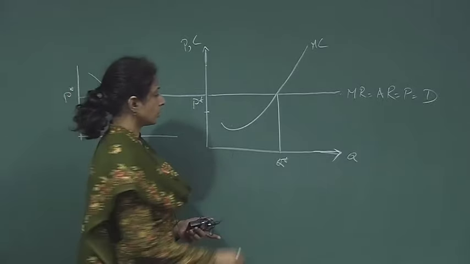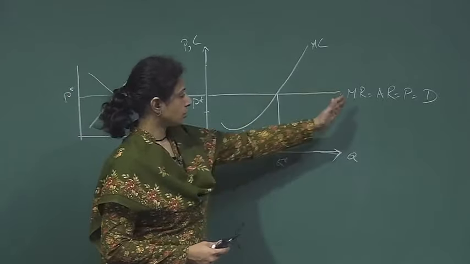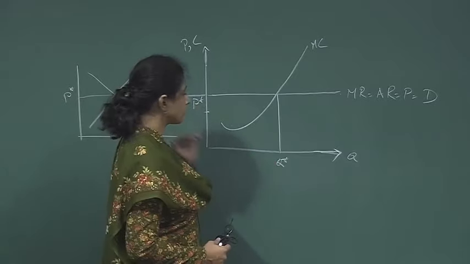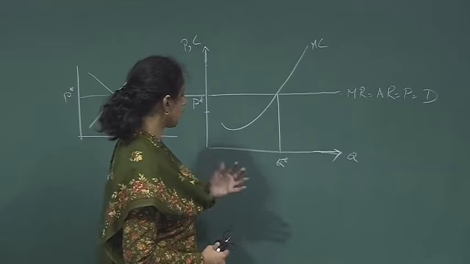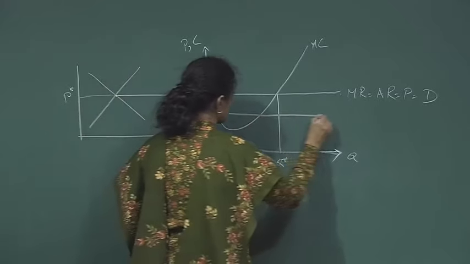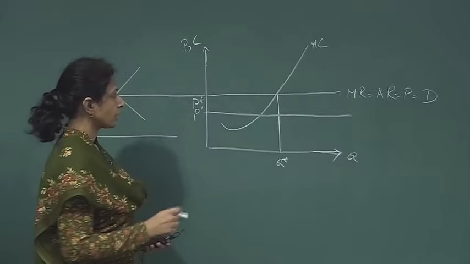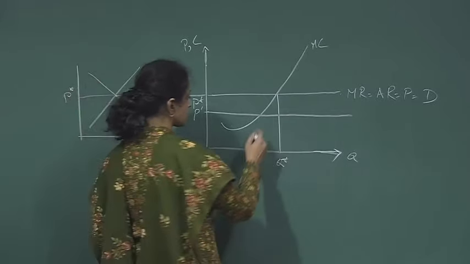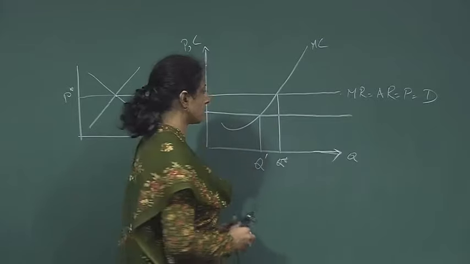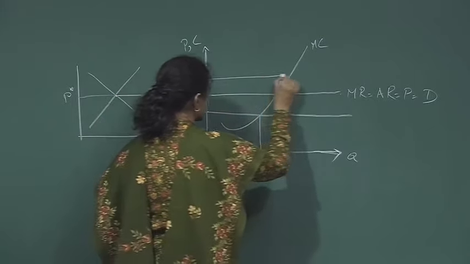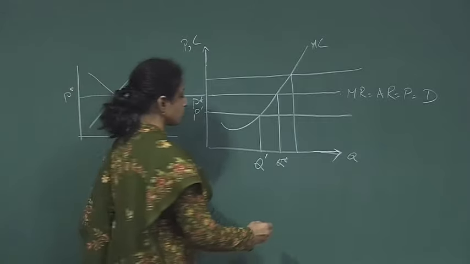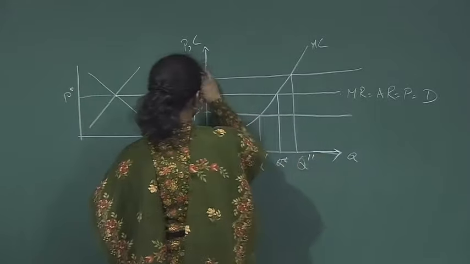The firm's profit maximizing level is where marginal cost equals marginal revenue, and so Q star is the optimum amount of output that the firm is going to supply when price is P star. Now, what happens when price changes? Say price falls to P prime. Again the firm is going to see where its marginal cost intersects with its price line, and so this is the output level Q prime that the firm is going to supply to the market. What happens when price goes up? Again it is going to see the intersection between MC and P, and determine the new level of output, say Q double prime.